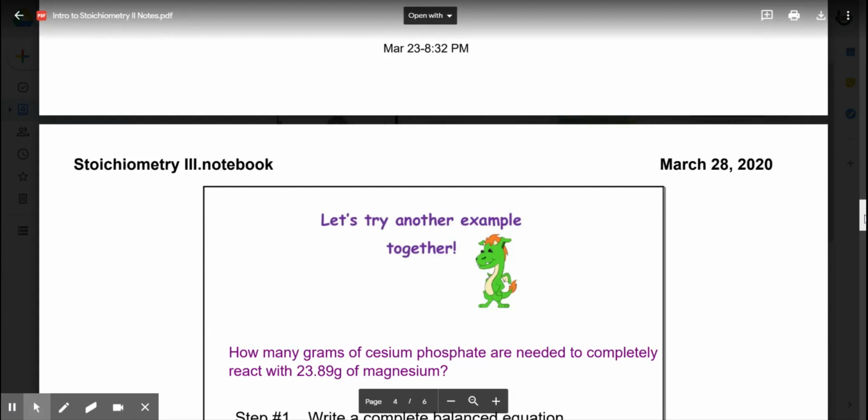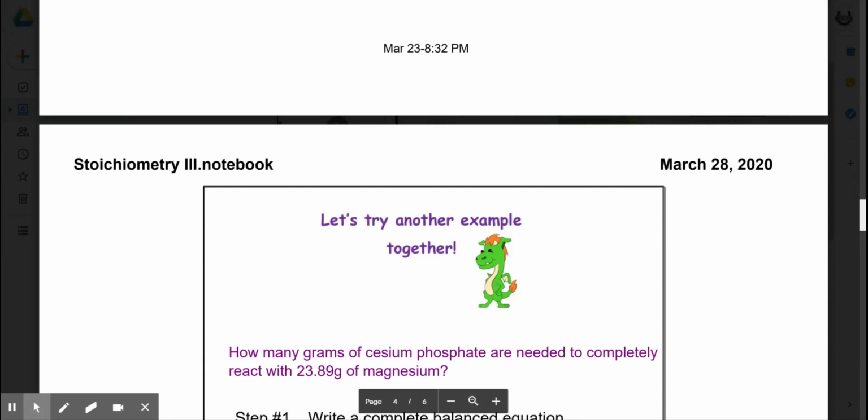Here's a second problem I thought we could do together. How many grams of cesium phosphate are needed to completely react with 23.8 grams of magnesium? So we have to analyze this, and the first thing we have to do is come up with a chemical equation. So I have cesium phosphate reacting with magnesium.